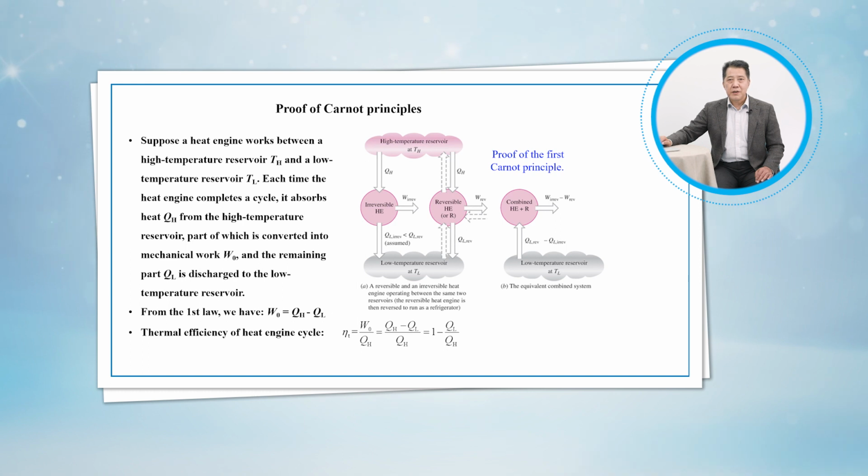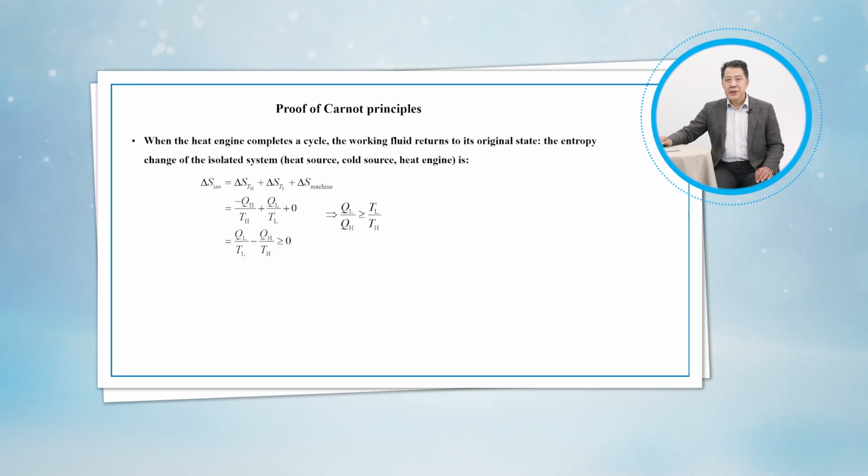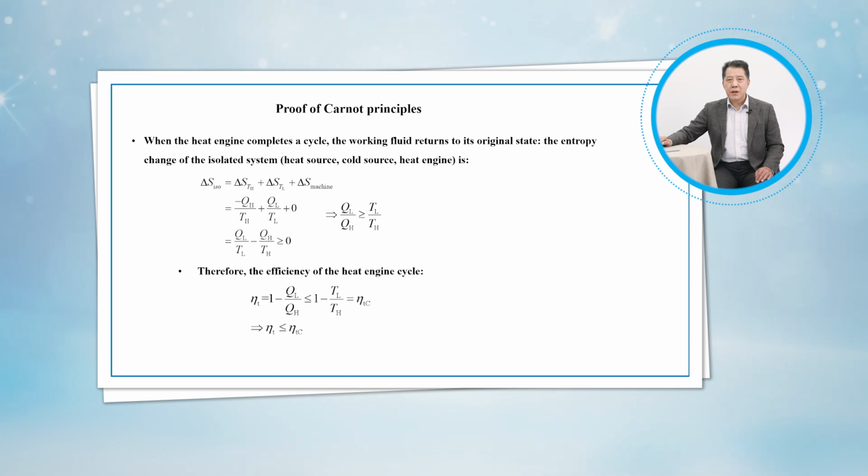From the definition, we have the thermal efficiency of the heat engine cycle. When the heat engine completes a cycle, the working fluid returns to its original state. The entropy change of the isolated system is as follows. Therefore, the efficiency of the heat engine cycle is as follows. This is the Carnot principles.